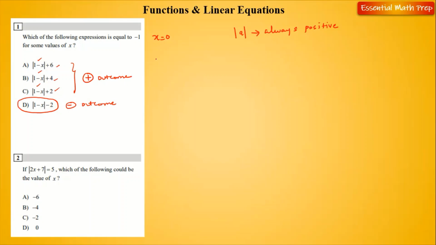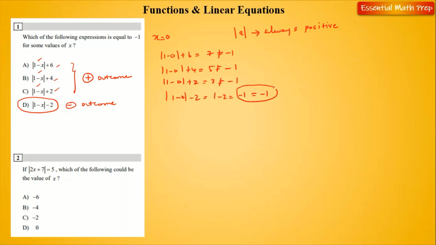So let's substitute x equals 0. 1 minus 0 plus 6 gives you 7. That's not equal to -1. Similarly, 1 minus 0 plus 4 is 5, not equal to -1. 1 minus 0 plus 2 is 3, not equal to -1. So 1 minus 0 minus 2 is 1 minus 2, which is -1, equal to -1. So that is the correct answer.